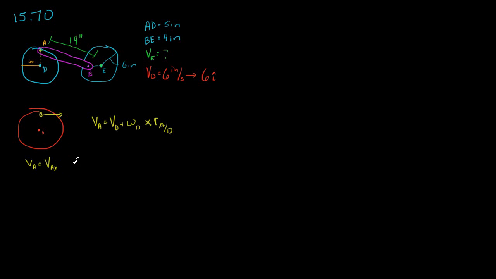And this is a pretty long problem, so I'm just going to put it straight into this equation right here. So it's going to have a velocity AXi plus a velocity AYj, equals our velocity of D, which we're told is 6i.